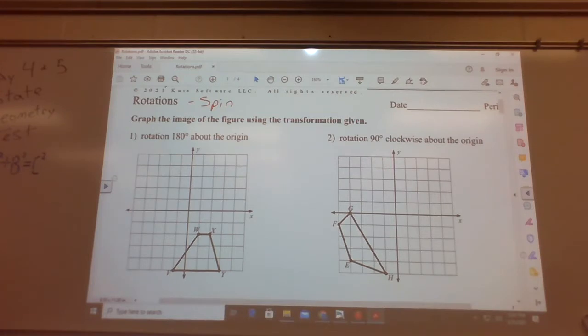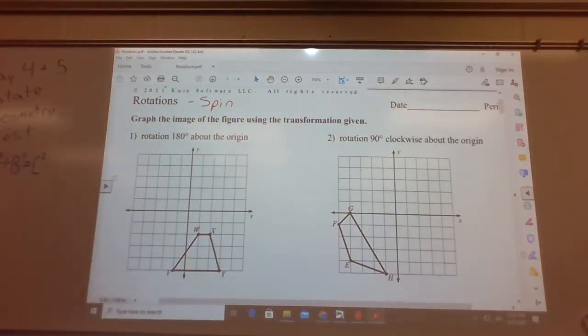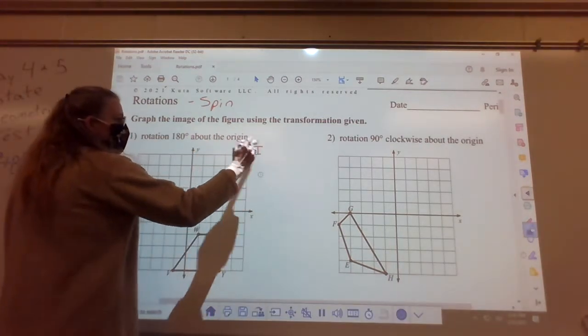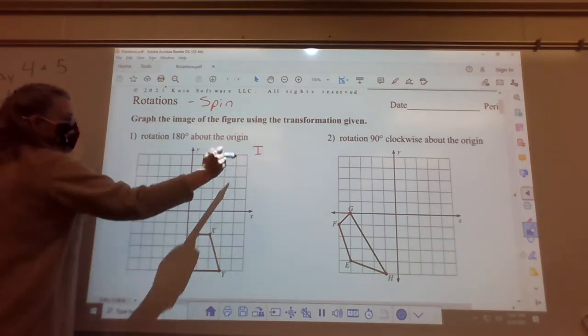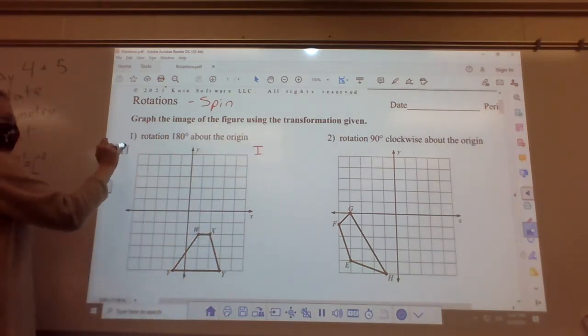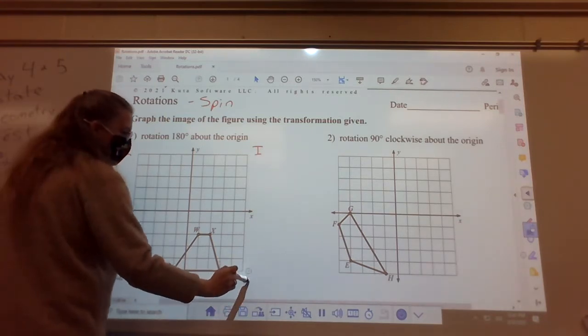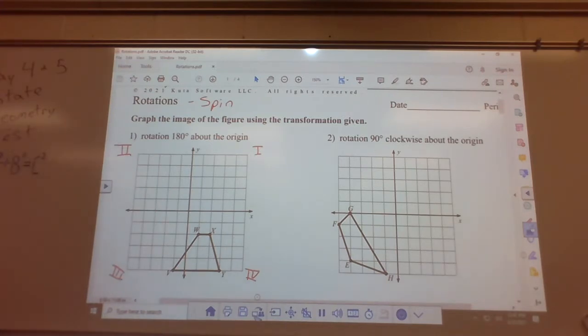Now the first one's a 180. It's not too bad. The 180s aren't bad at all. It's the 90s that can sometimes get a little bit tricky. Now, anytime I talk about rotations, I like talking about quadrants. So this is quadrant 1, top right-hand corner. And then it goes in a C shape. So 1, and it's always Roman numerals, 2, 3, 4. So I've got my 4 quadrants.